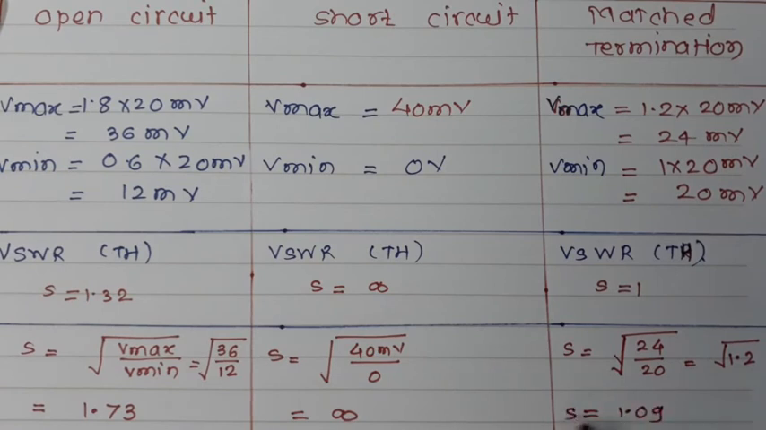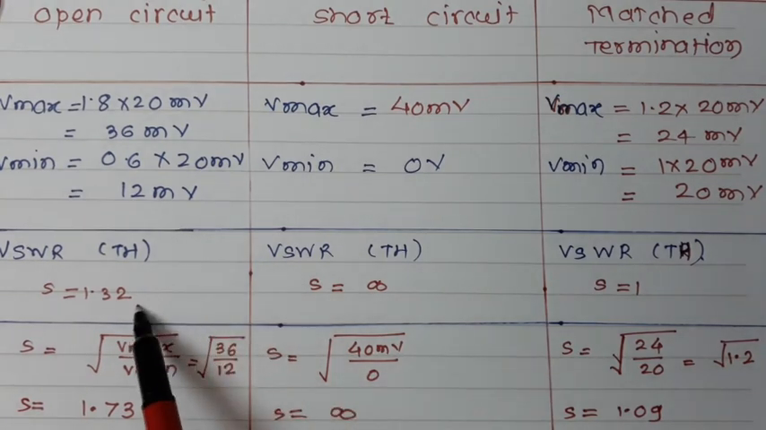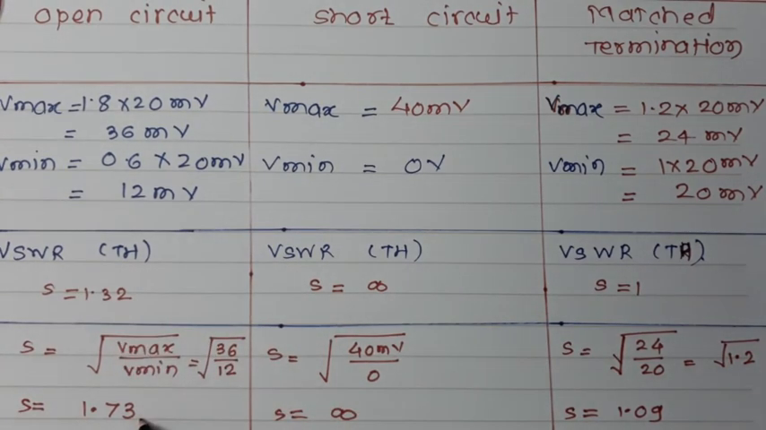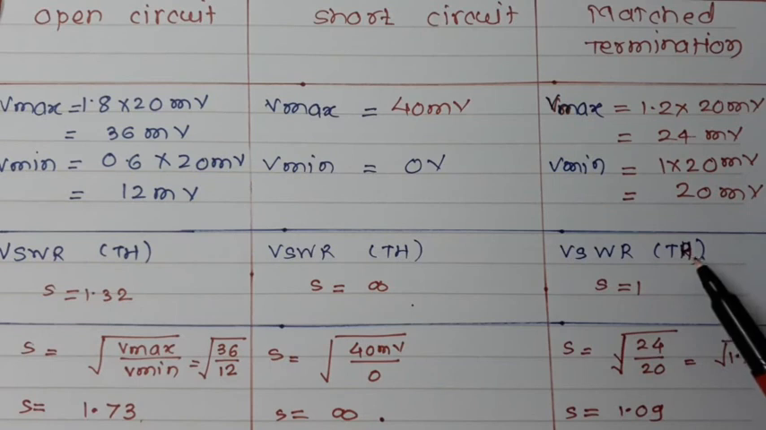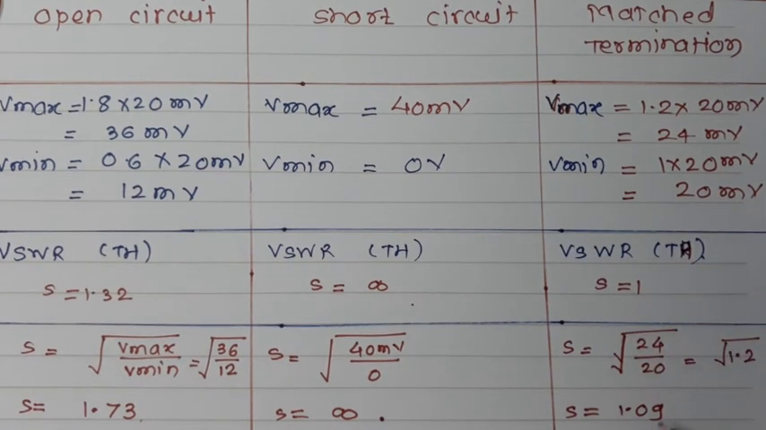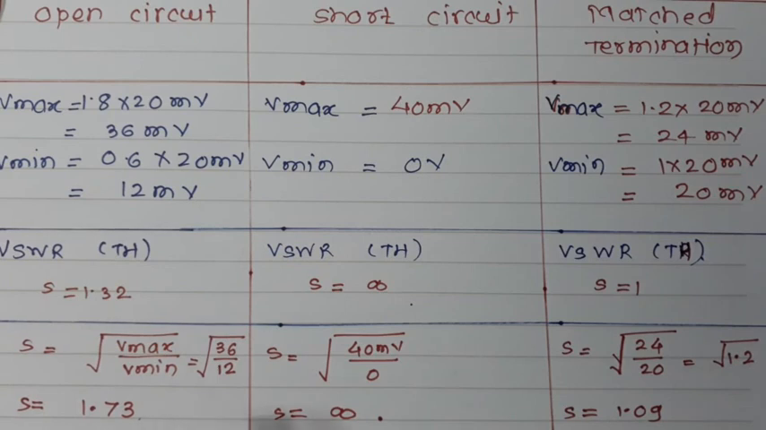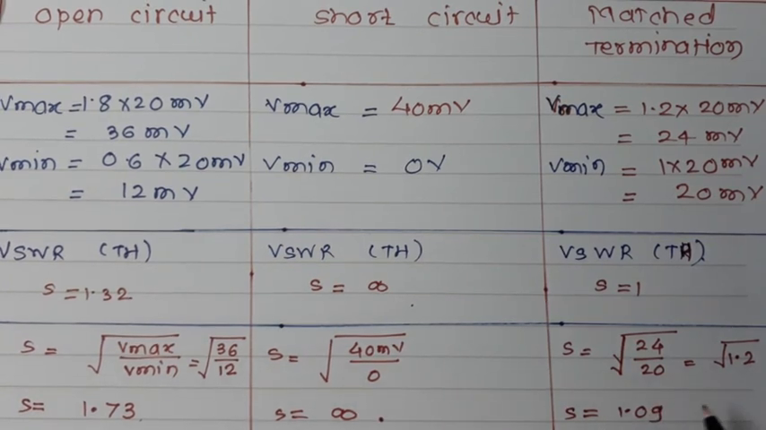1.09. So we can see here the standing wave ratio for open circuit is theoretically 1.32 and practically 1.73. For short circuit it is infinity, and practically also we have got infinity. For match termination, the standing wave ratio ideally or theoretically is 1 and practically we have got 1.09. So this is all about the voltage standing wave ratio for open, short and match termination. Let us stop here. Thank you.